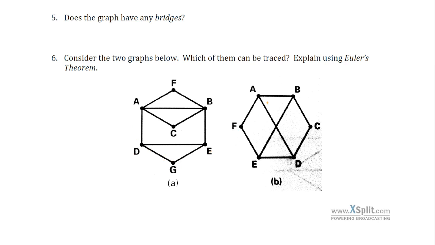If we look at this graph, we have an odd there, an odd there, an odd here, and an odd here. We have four odds. It doesn't end up being traceable. We can't draw this whole graph without picking up our pen and without tracing over something twice. So we don't have an Euler path going across this thing.